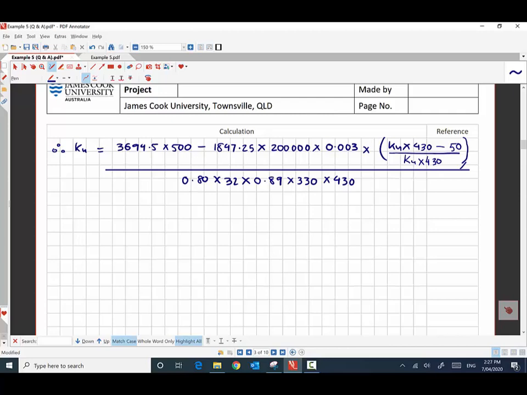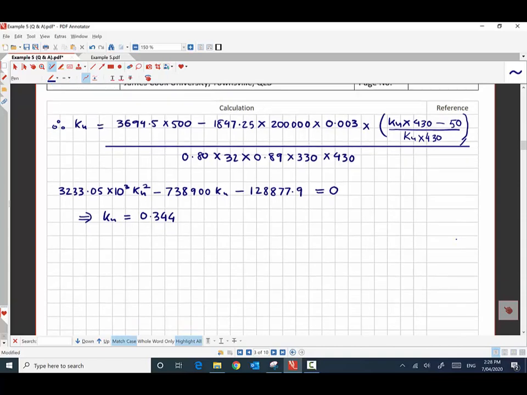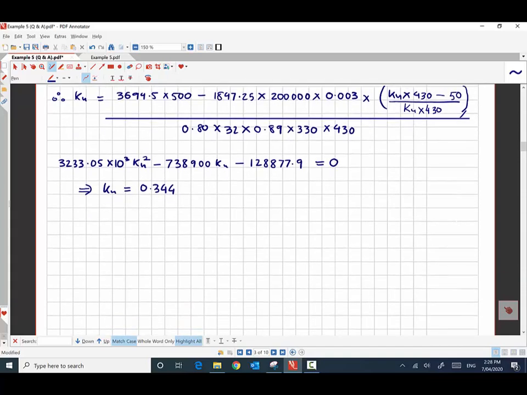Now simplifying this equation, we get a quadratic equation in Ku, and solving the quadratic equation, we can find the value of Ku. If we solve it, it comes as 0.344. Now we assume that the tensile steel is yielding and the compression steel is not yielding. We have to check whether that was true or not. So checking.